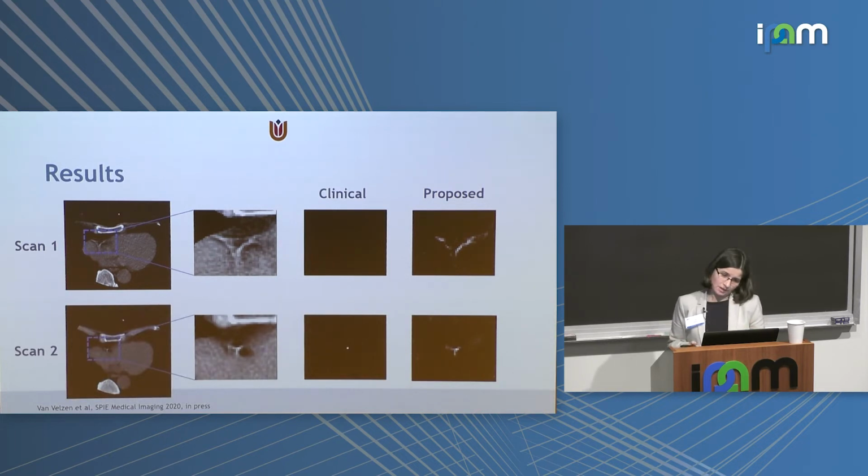And in the second scan, it's a bit similar. There is also a bit of motion in the right coronary artery. If we apply the clinical method, there is some calcium, but most of what we would evaluate visually as a lesion is not visible. And then when we apply the proposed method, it much more resembles what we would define visually as a calcified lesion.